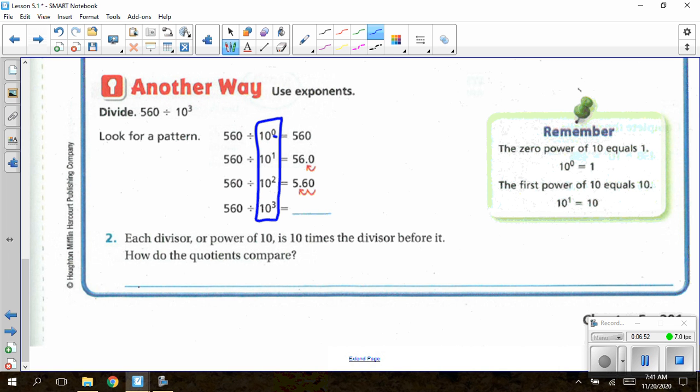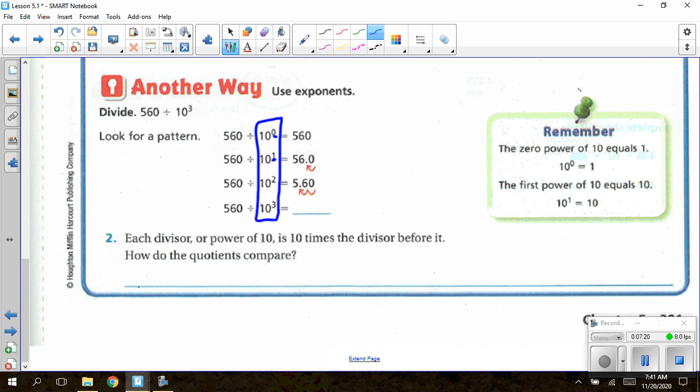So 560 divided by 10 to the 0 power. The 0 does tell me to keep my decimal in the same spot that it is currently located. So therefore, that would stay at 560. So then when I divide 560 by 10 to the first power, we do have one swoop that we have to go to the left according to my exponent. So that again is how I get 56.0.